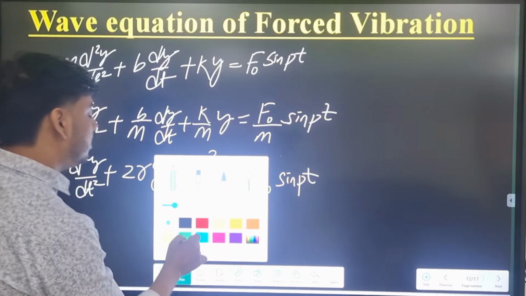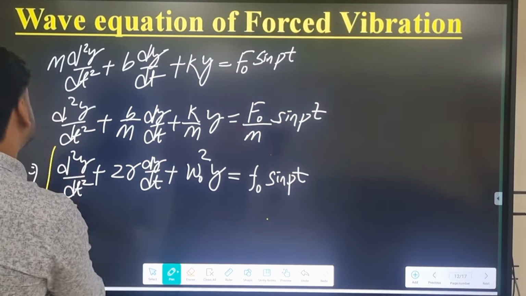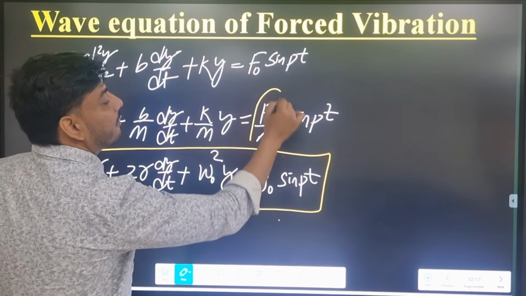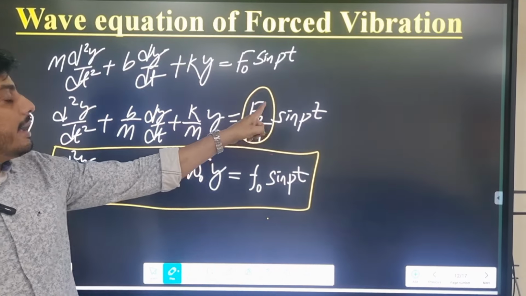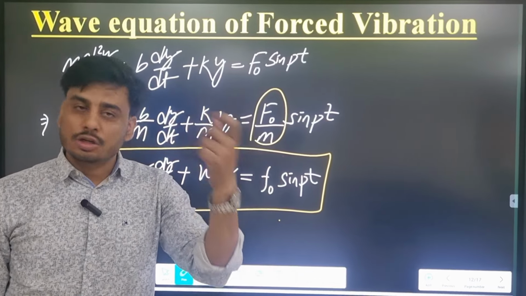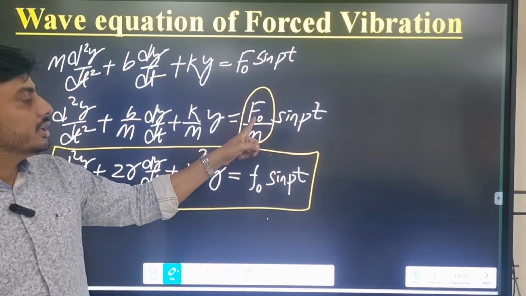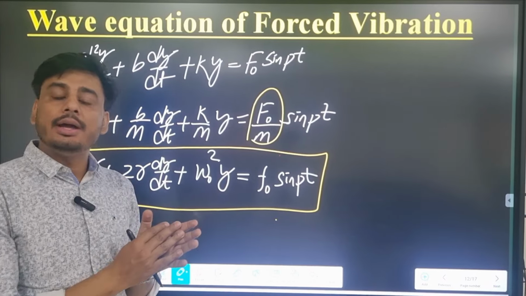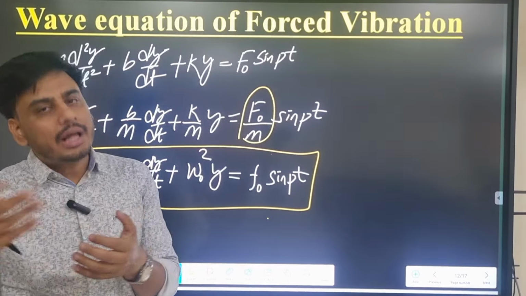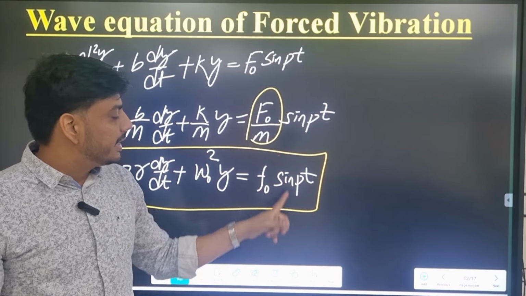So what is f naught again here? F naught is nothing but the ratio between F and m. So capital F naught is nothing but the amplitude of the external periodic force. Amplitude is nothing but the maximum value, that is a constant quantity. The mass of the object is also a constant quantity. So if we divide, that is nothing but another constant. So I have just written it as f naught.